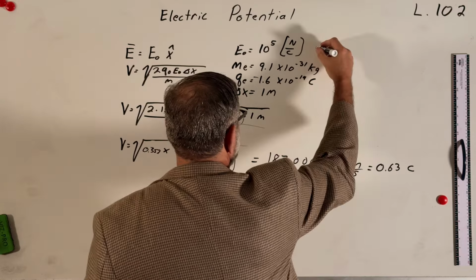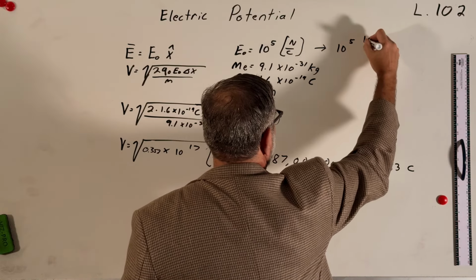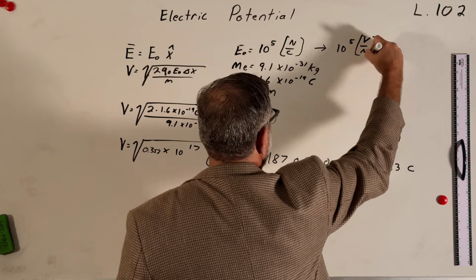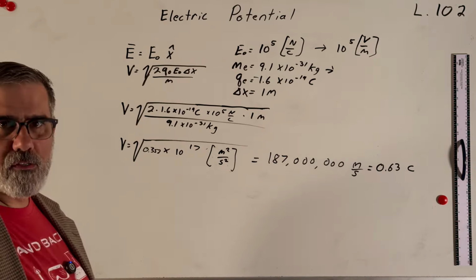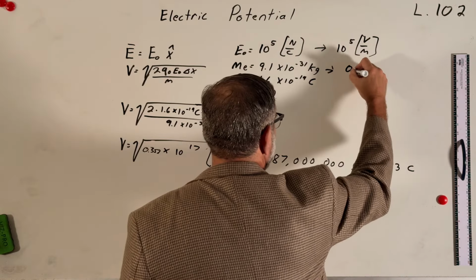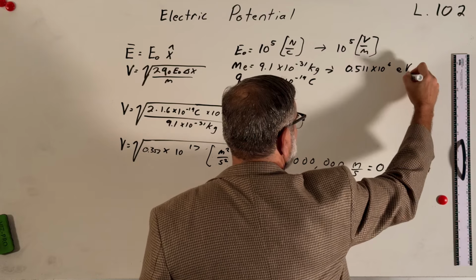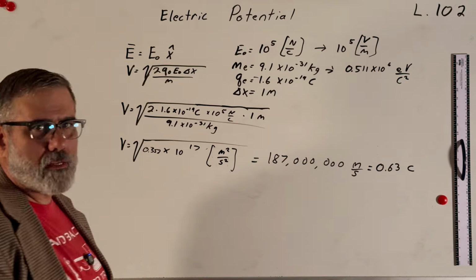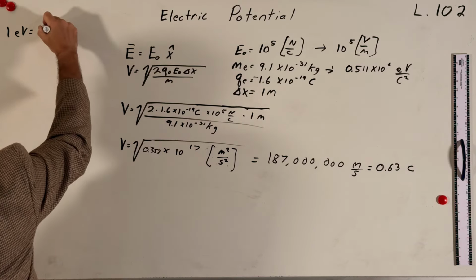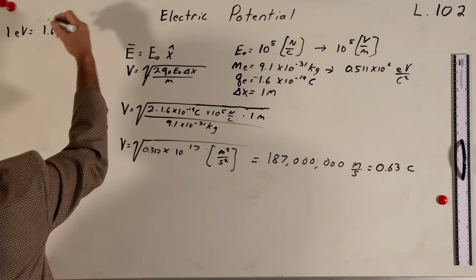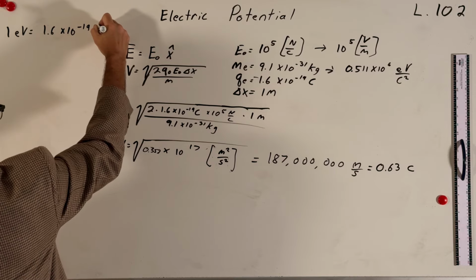So if I, instead of using 10 to the 5 newtons per Coulomb, I think of it as 10 to the 5 volts per meter, right? And instead of thinking of the mass of the electron is 9.1 times 10 to the minus 31 kilograms, I think of it as 0.511 times 10 to the 6 electron volts per c squared. And you're thinking, what the heck is that electron volt thing? Well, one electron volt is equal to 1.6, probably 1.602, but it's fine, times 10 to the minus 19 joules.